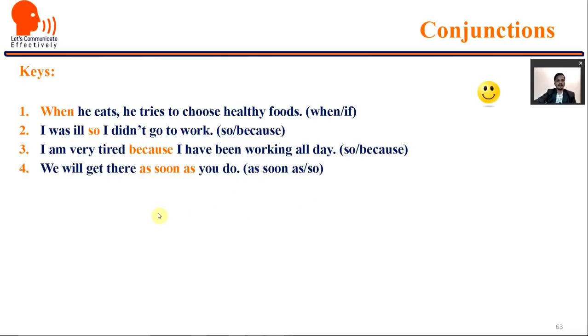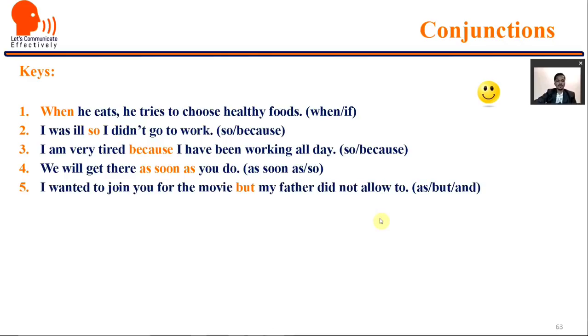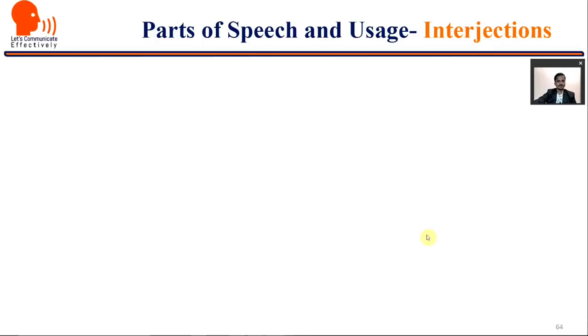We will get there as soon as you do. I wanted to join you for the movie, but my father did not allow. He talks to me as if he were my boss. Why as if? Because he were, the assumption is made. That is why as if.